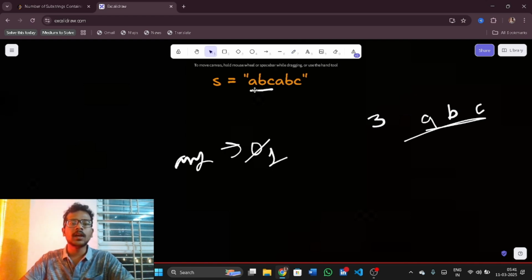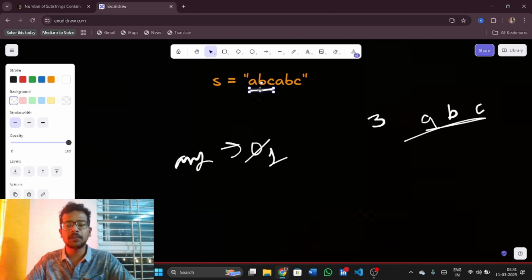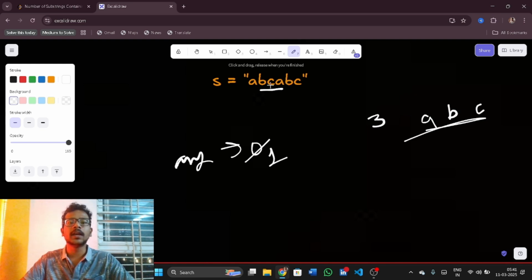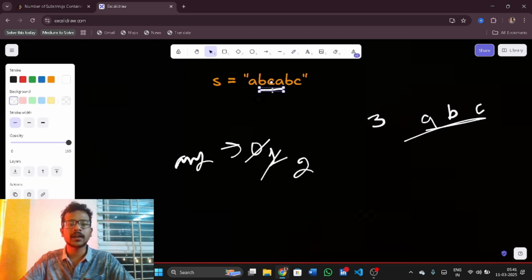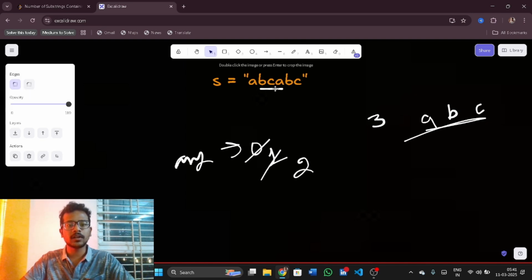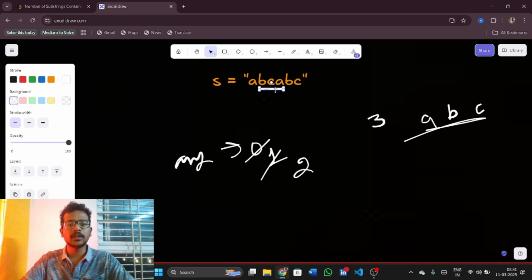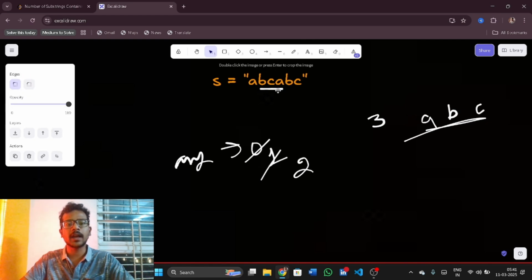Now let me take this fixed window size of 3. Now I'm incrementing, that means the left and right pointers are incremented. Here also I got A, B and C, so I will increment my count to 2. Now next, I slide my window, and then I'll get A, B and C.